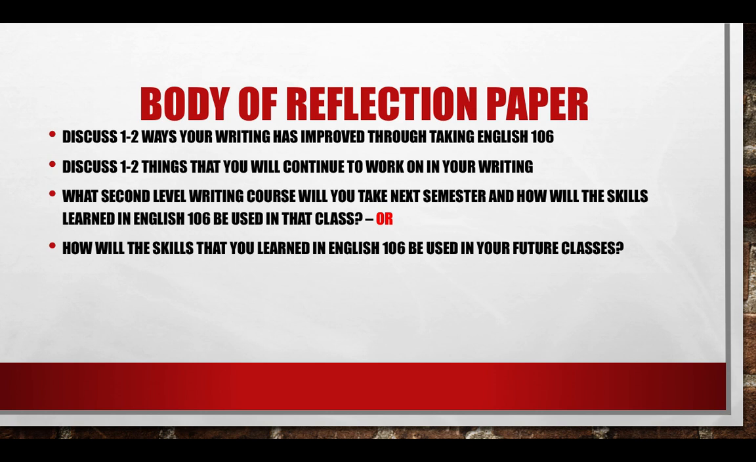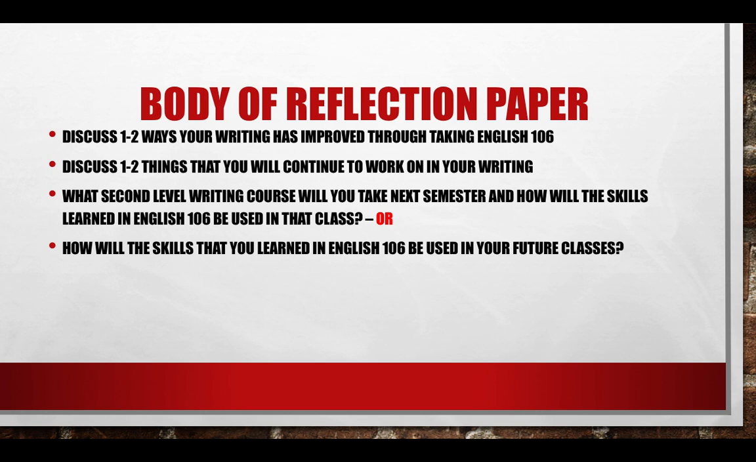Then comes the body of the reflection paper. In these separate sections, you're first going to discuss 1 to 2 ways that your writing has improved through taking English 106. A good way to begin that is to make a list of things and then narrow that down to 1 to 2, maybe even just focusing on one if it's very well developed. And this is one section. How has your writing improved?